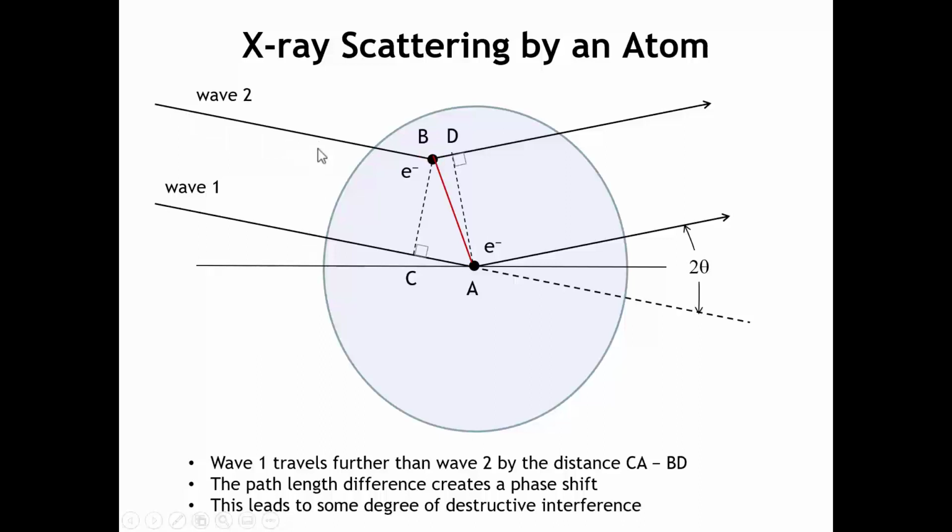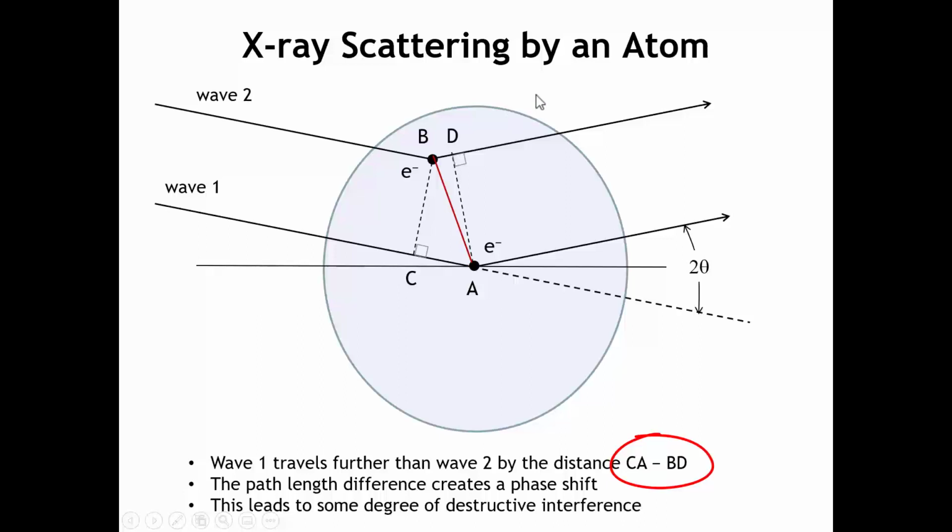Coming in, these two waves are in phase. Their peaks line up, their troughs line up. But then, once we get to this point, wave 2 is scattered, and wave 1 keeps going. So this distance C to A is an extra distance that wave 1 travels. Now, after they're scattered, wave 2 being scattered earlier, it traverses from B to D before it starts following the same path as wave 1. So the difference in the path length is CA minus BD.